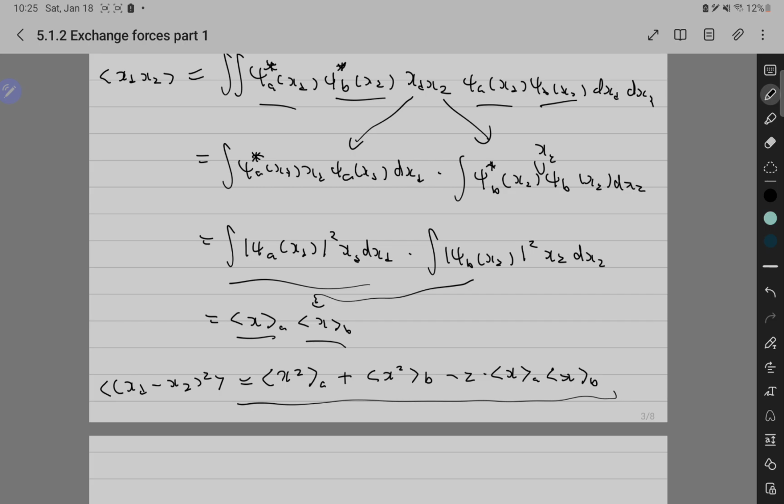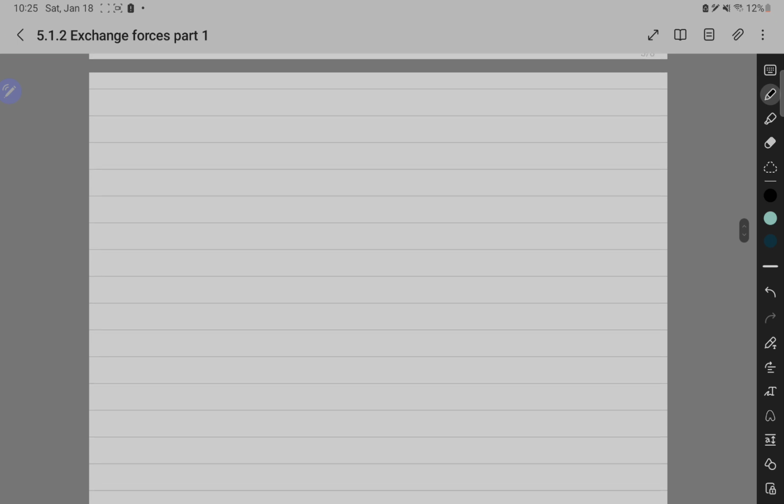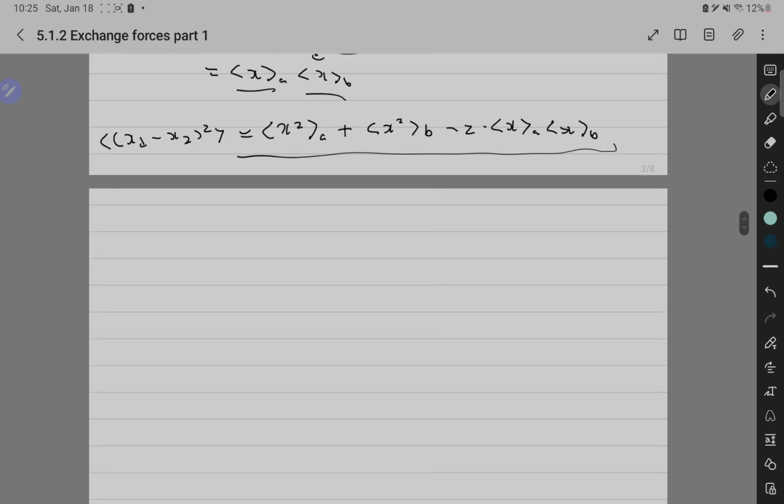In my next video, I'm going to talk about the next case and how all of this sums up and what the exchange force is. In this case, we talked about distinguishable particles, but we need to talk about case 2, where there are identical particles, which I'm going to do in my next video.